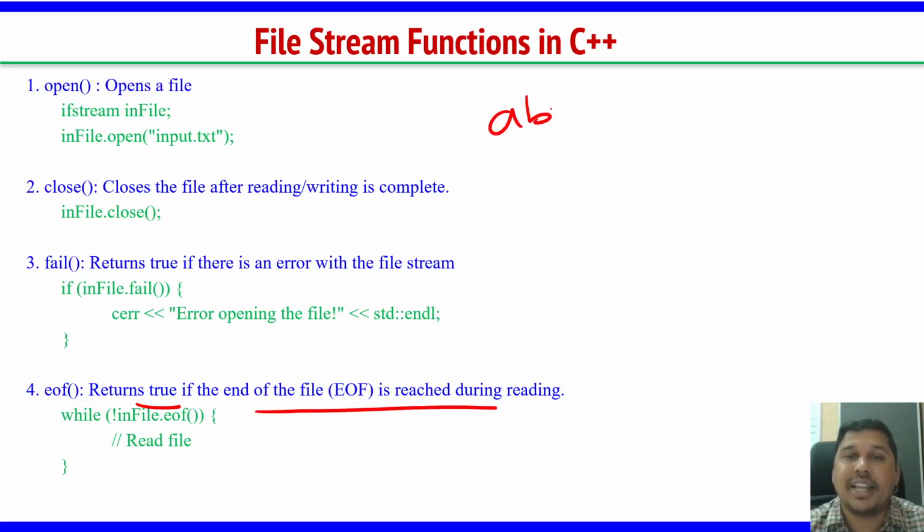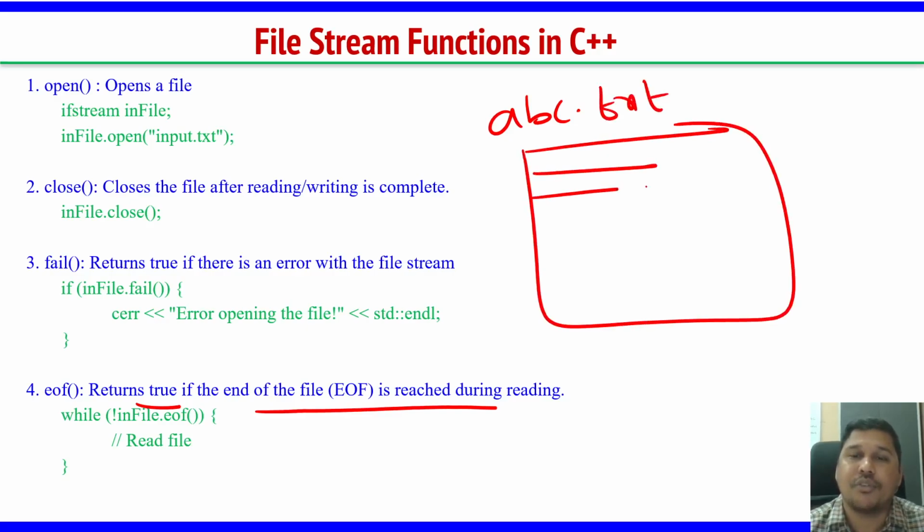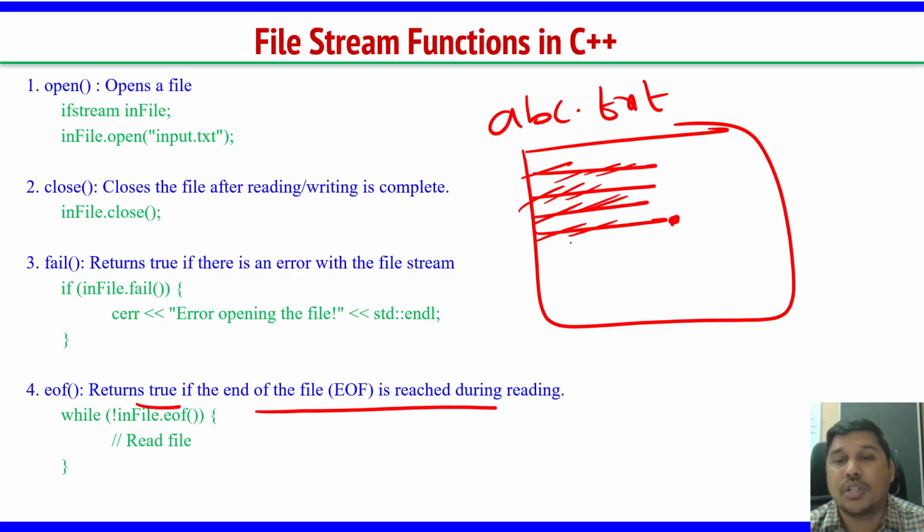So there is a file abc.txt, a text file. It has some 4 lines of text. Once you read the first line, then the second line, then the third line, once you complete reading it, how long should I read this file? If it is a very large file, how long should I read? I should read till I reach the end.